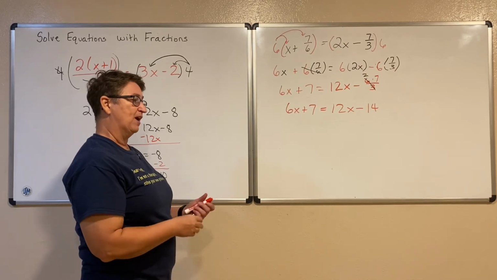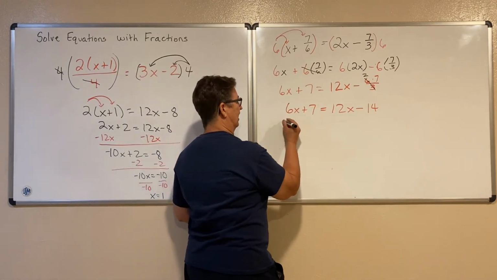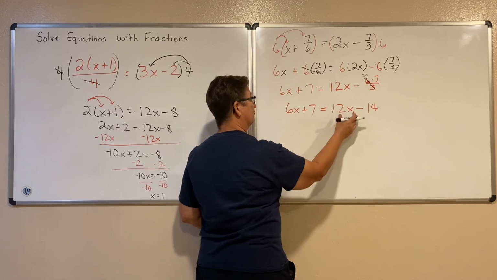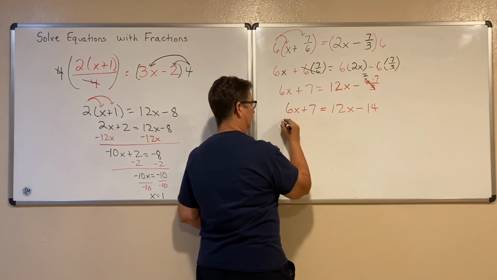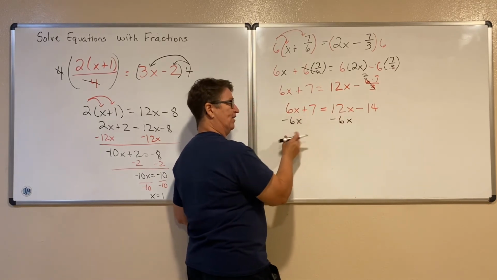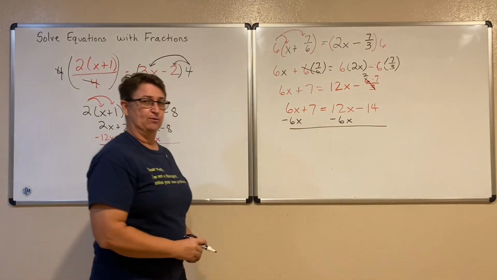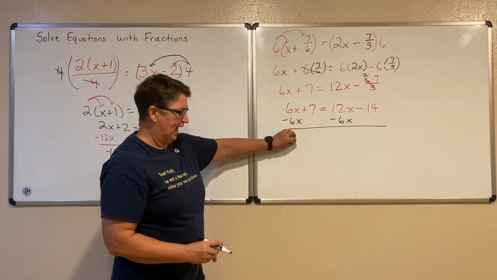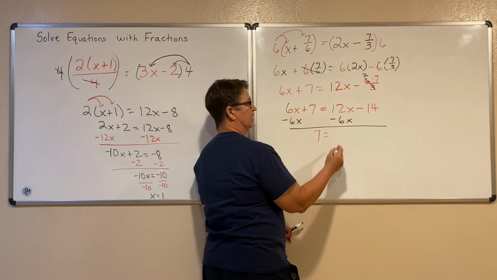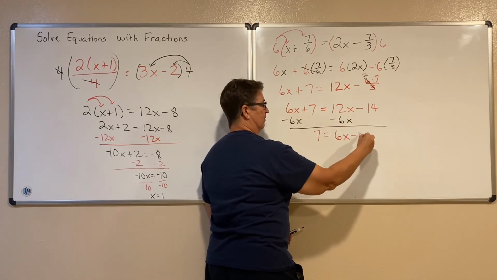There's nothing to simplify on either side of the equation, but I can get my x values on the same side. So last time I moved from left to right, this time we'll move from right to left. It doesn't matter which way you do it. You can either subtract 12x from both sides, or you can subtract 6x. But I need those x's on the same side. So this zeroes out, and it leaves me with 0 plus 7 is 7. And on the right, 12x minus 6x is 6x minus 14.